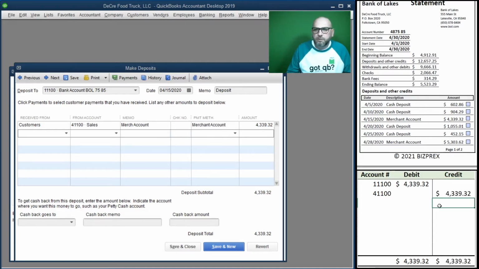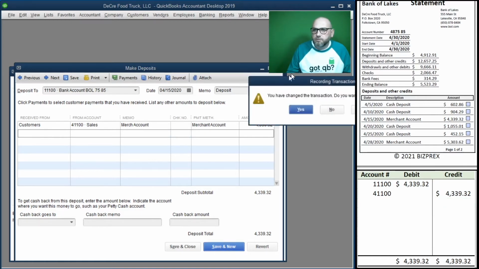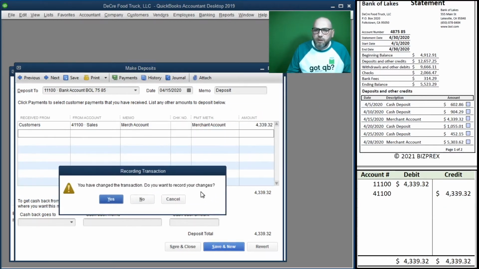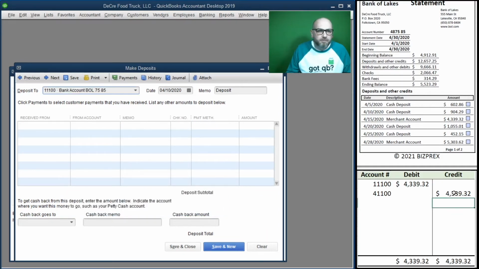All right, so here we are. It's in balance. Everything is in balance. We're going to save and New. It's going to ask me, you have changed transactions. Do you want to record your changes? Absolutely. I made an error, and I'm glad I caught it, and this is a chance to fix it. Okay, so let's continue with booking.